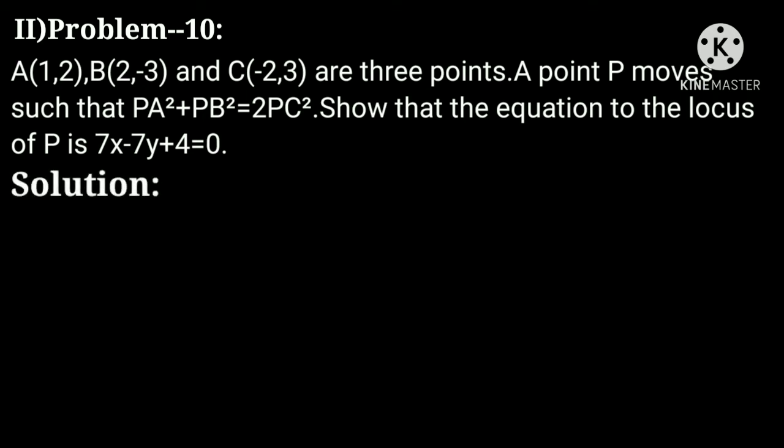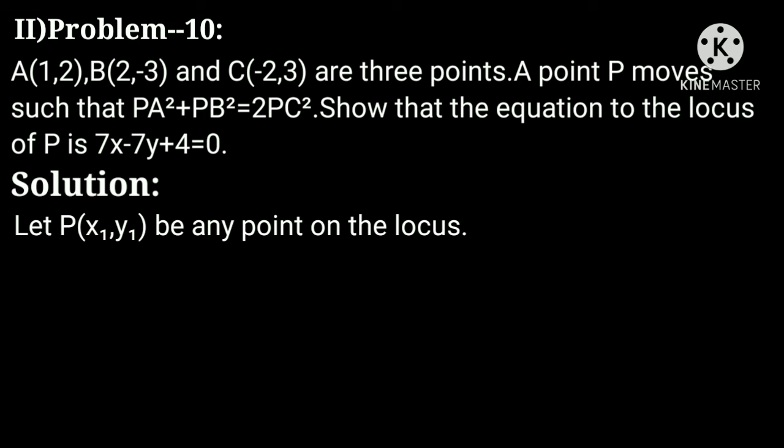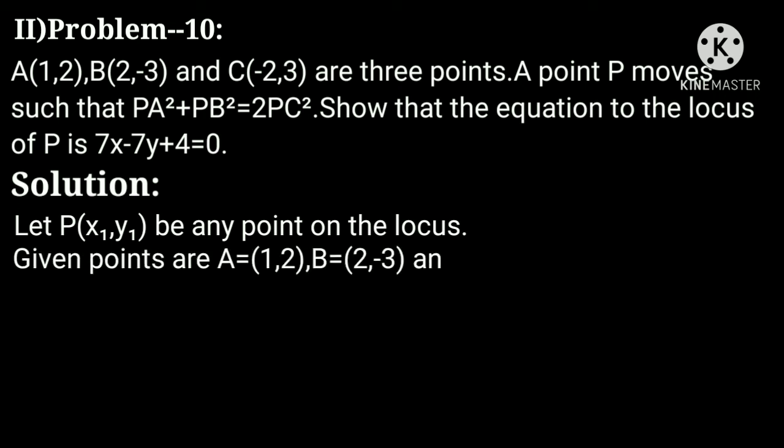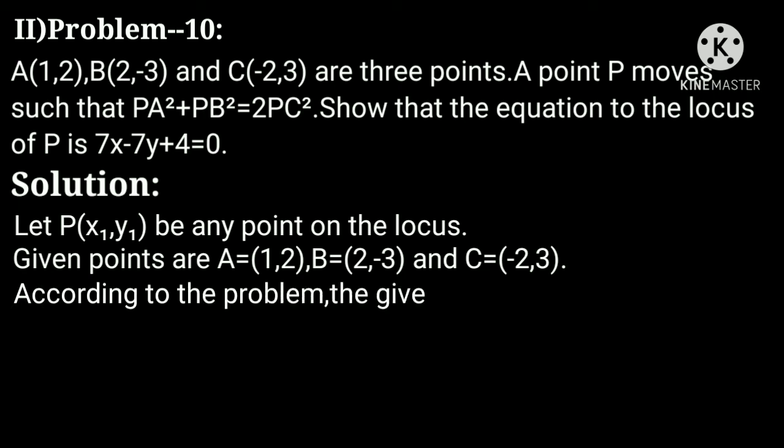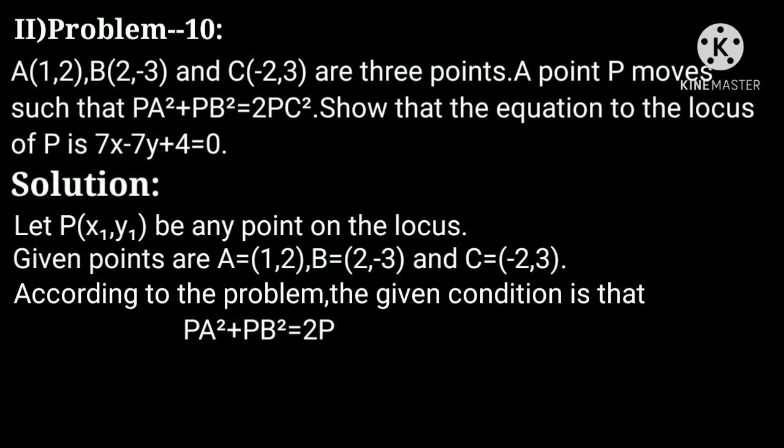For this problem solution, we have to assume a point on the locus. That is, let P(x1, y1) be any point on the locus. Given points are A = (1, 2), B = (2, -3) and C = (-2, 3). According to the problem, the given condition is that PA² + PB² = 2PC². Here we apply the distance formula and then substitute the values.